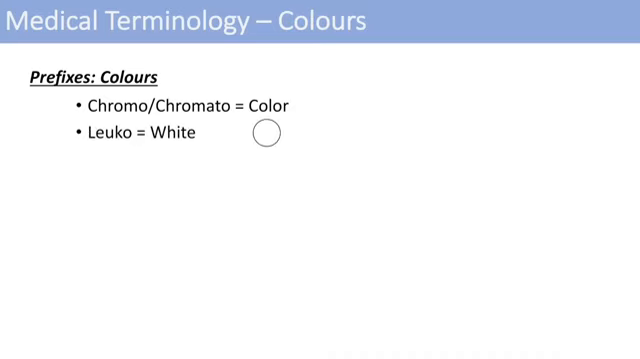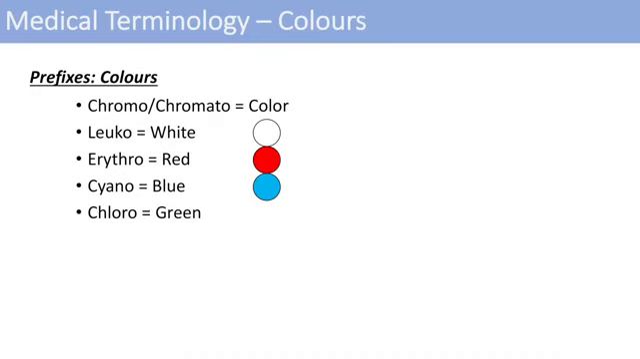The next group of prefixes I want to talk to you guys about is colors. The prefix for color is actually chromo or chromato. Leuco means white. Next one is erythro, which means red. Cyano is blue. Chloro, green.